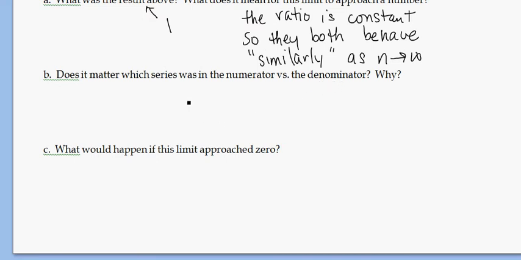Now would it matter which series was in the numerator versus the denominator? Well, no. If you're getting some constant limit, then you know that they're both behaving similarly, whether it's 1/3 or 3. If you think about taking a convergent series and multiplying it by any constant factor, a 3 or a 1/3, it's still going to stay convergent. So it doesn't matter which was in the numerator and which was in the denominator. If we know that the limit is approaching some constant, we know they both are behaving similarly. Likewise, if the limit were to approach 0, that would tell us that the numerator was smaller than the denominator, and that would still tell us that our series converges as well.